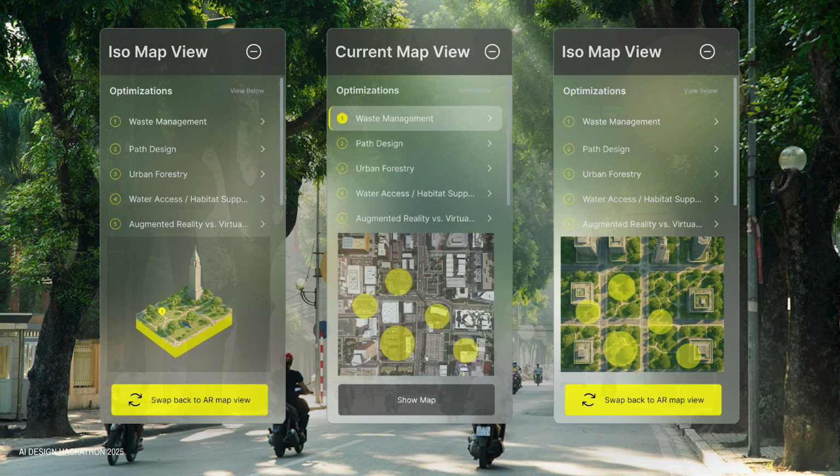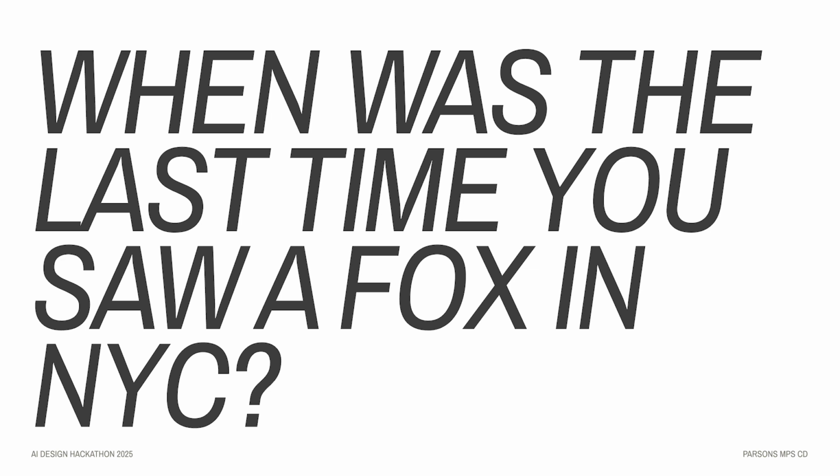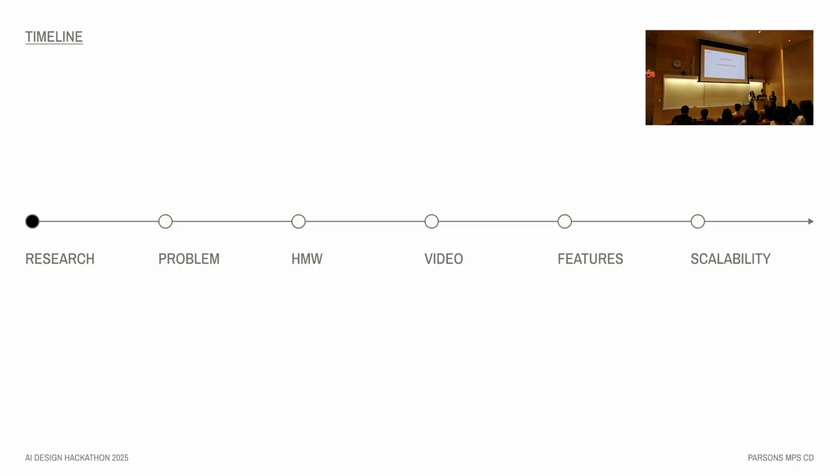So I first want to start off with the question. When was the last time you saw a fox in New York City? Has it been 1 week? A month? Or a year? Clearly, the city faces a huge biodiversity problem.